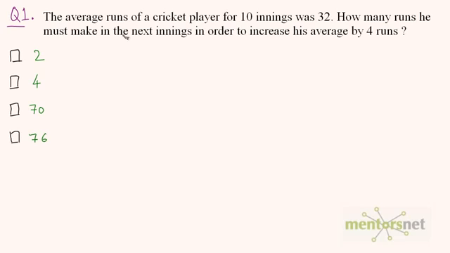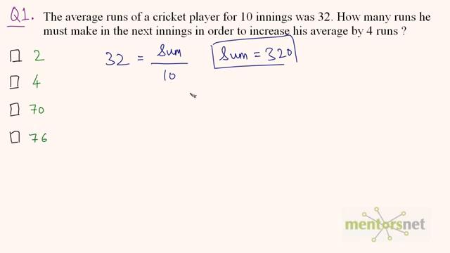So we know the average runs of the cricket player for 10 innings, which is 32. So 32 is equal to the sum of runs for 10 innings divided by the number of innings, which is 10. So the sum of runs for 10 innings of that player is equal to 320. So we have the sum of runs for the first 10 innings.